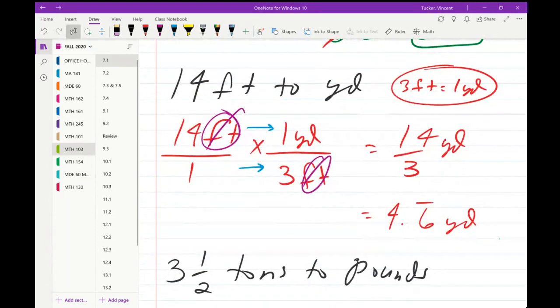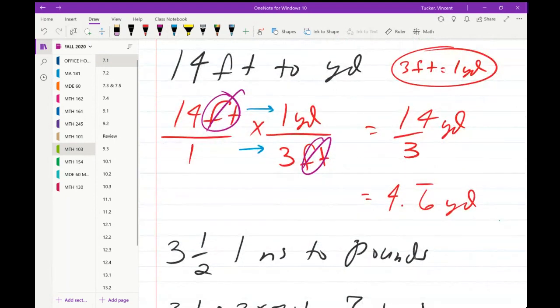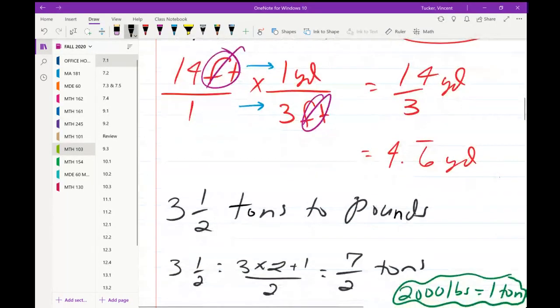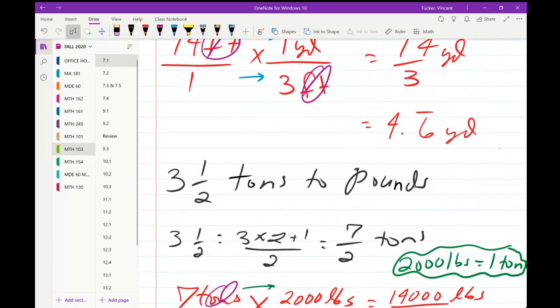All right, let's do another one. 3.5 tons. I'm going to convert that to pounds. So the first thing I did was I took the 3.5 tons and converted that to an improper fraction. You take 3 times 2 plus 1 and divide that by 2. Keep that 2 down there. So that's 7 over 2 for our tons.